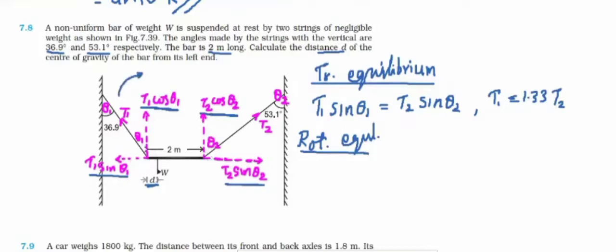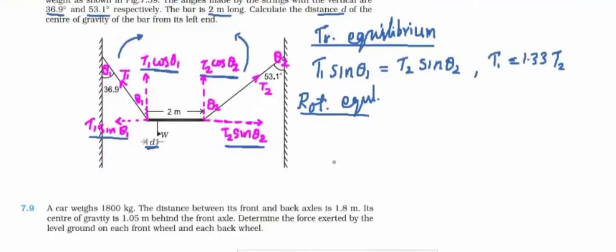Similarly, the component T2 cos theta 2 pulls the right end of the rod in the anti-clockwise direction like this. So for rotational equilibrium, these two torques should be equal. And you know the formula for torque: torque is equal to force into perpendicular distance from the axis of rotation.